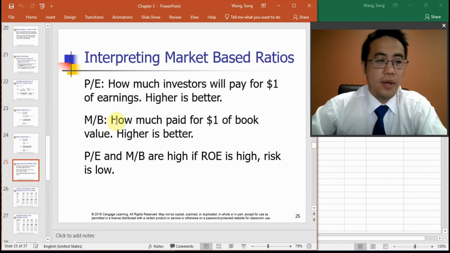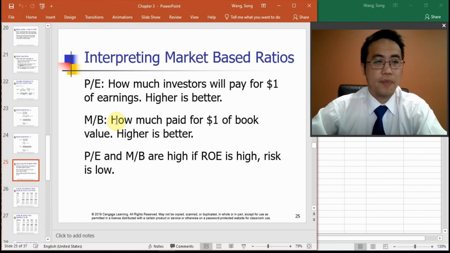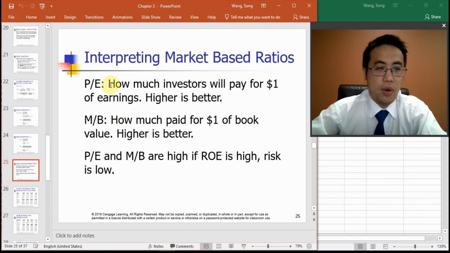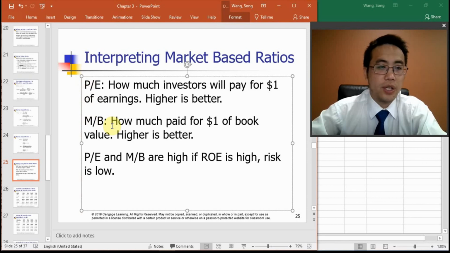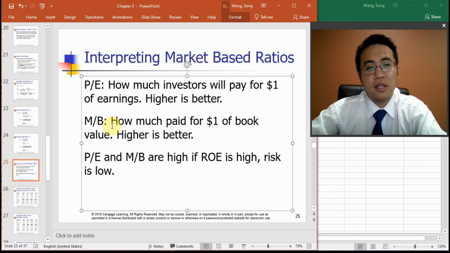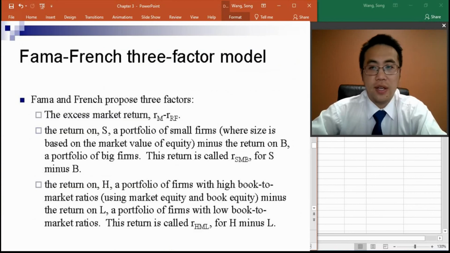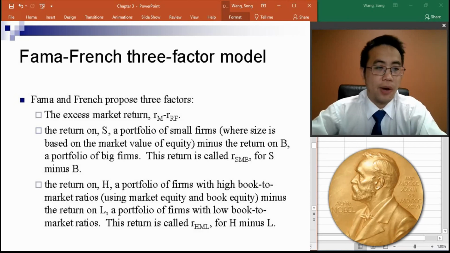So here are the major important ratios, and I want you to know what the P/E ratio is and what the market to book ratio is. And you know that the market size, together with the market to book ratio, explains a lot of the stock returns in the United States. That was a finding by Dr. Eugene Fama and Dr. Kenneth French back in the 90s, which helped them win the Nobel Economic Prize.